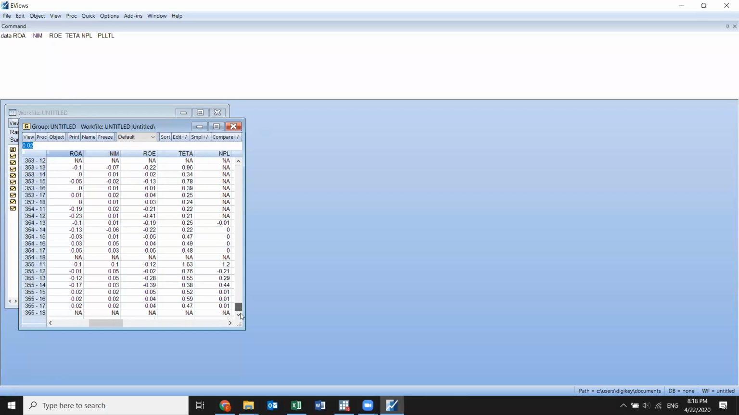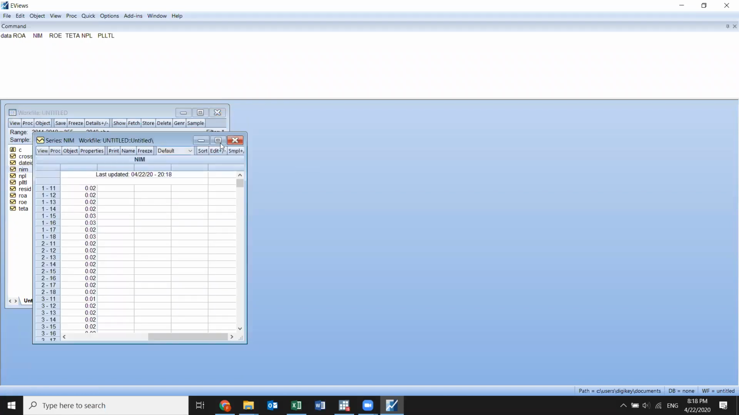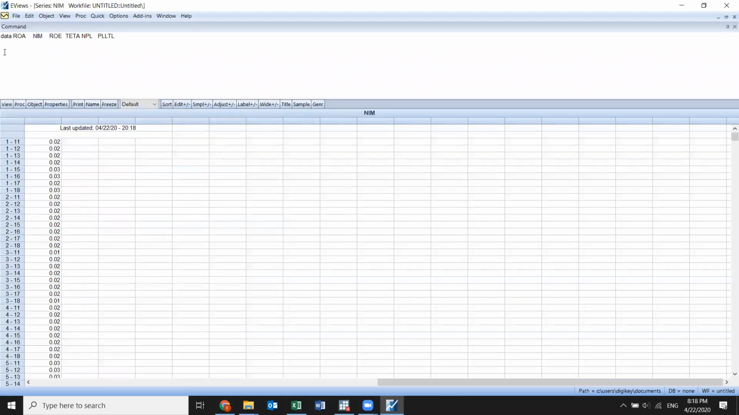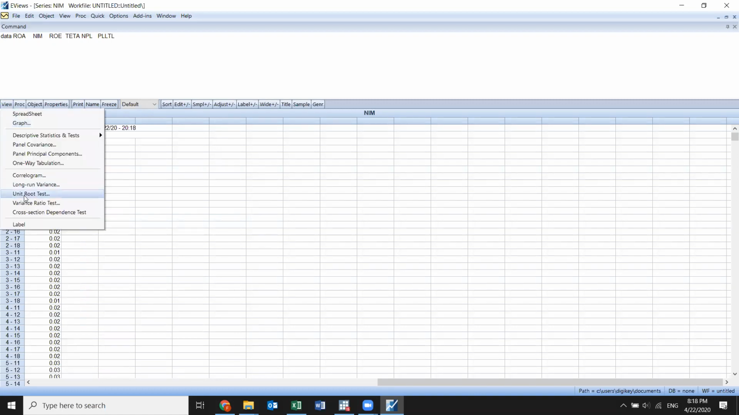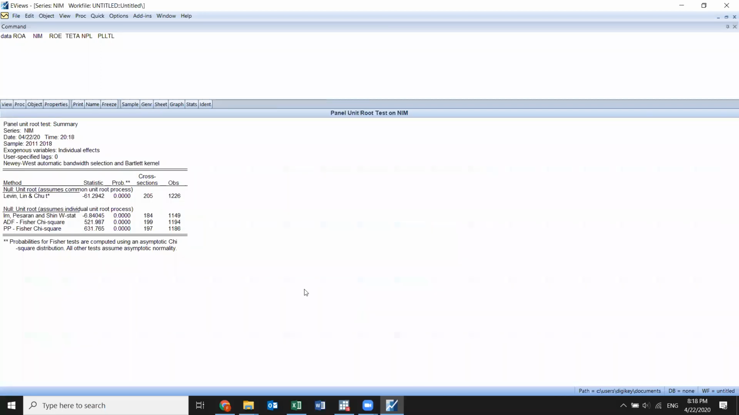Let me just check it. Then I select, for example, net interest margin. Then I go to View, unit root test. What I like here is it gives you all the methods for the unit root test. Here we go: Levin and Chu, Pesaran, Fisher, ADF, and PP and Fisher chi-square. So all of them are significant. My data is stationary. So I can check the stationarity in here.